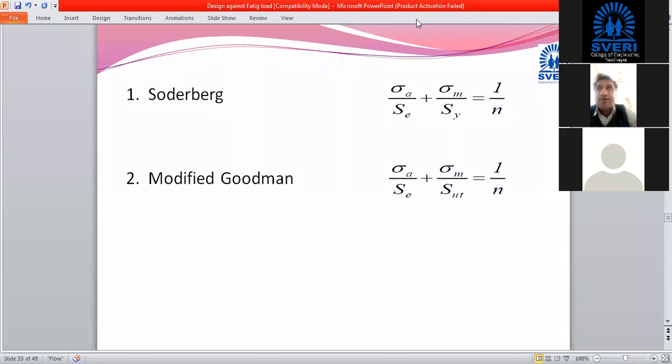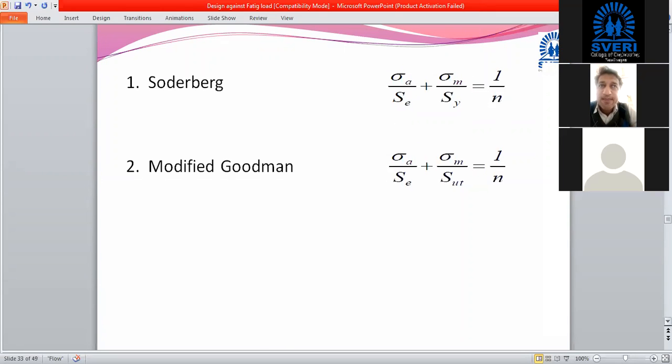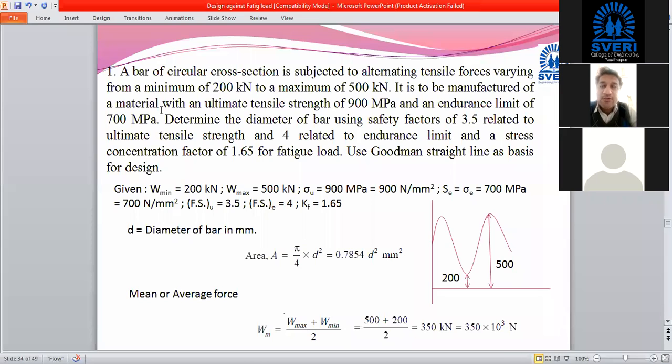Like we have seen, for brittle materials we use SUT as a limit, whereas for malleable materials we use SYT as the failure criterion. That is the difference. So you should know these two equations by means of which we can calculate the factor of safety. Now I'm going to provide you all those PPTs also, so you can check your answers. Here some problems are solved. Now, I'll read the problem statement.